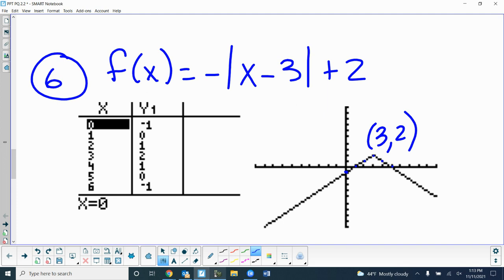Now, when I ask for the interval, am I asking you for domain values or range values? Domain. I'm asking for domain values. Okay? Which values? The x. This way is the x-axis, right? So I'm interested in this number. From here, this way is the increasing part of that graph. Right? So what's that interval?